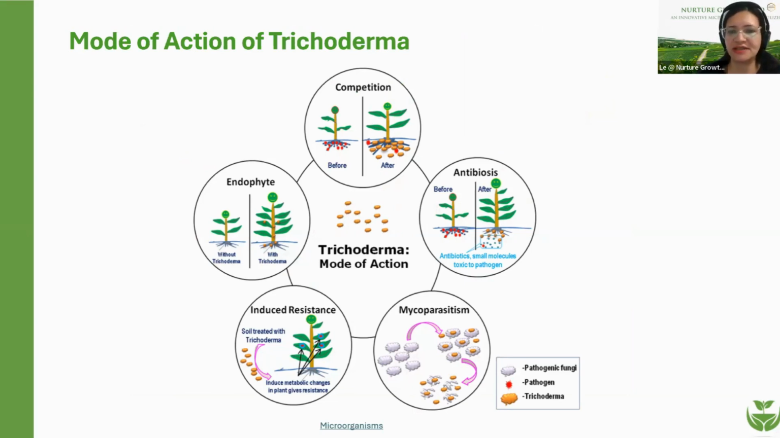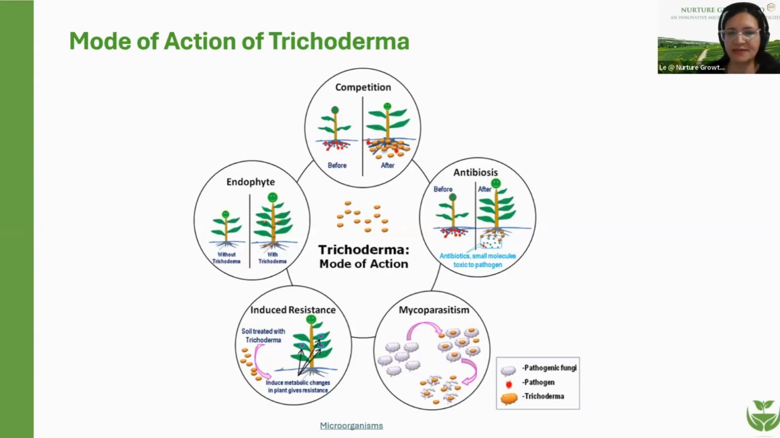So first is antibiosis. Trichoderma has the ability to produce antibiotics and small molecules which are toxic to pathogens. So whenever Trichoderma is present, it restricts the growth of pathogens by releasing these antibiotics, or it releases some small toxic compounds which are harmful for the growth and development of harmful pathogenic fungi or other pathogens. So it saves the plant from those harmful pathogens and contributes towards the growth of the plant.